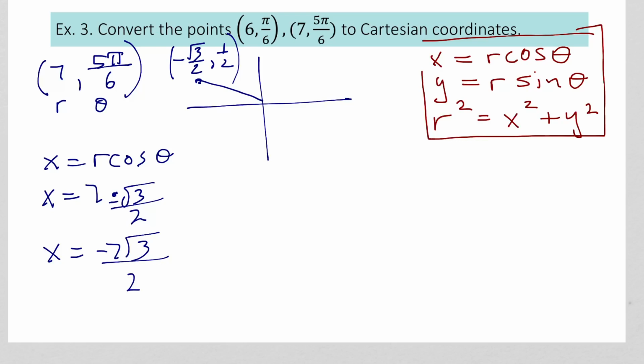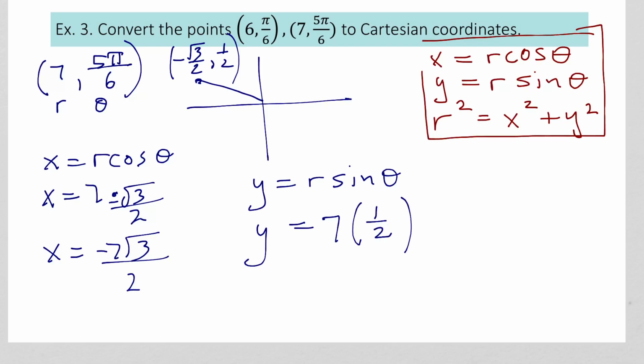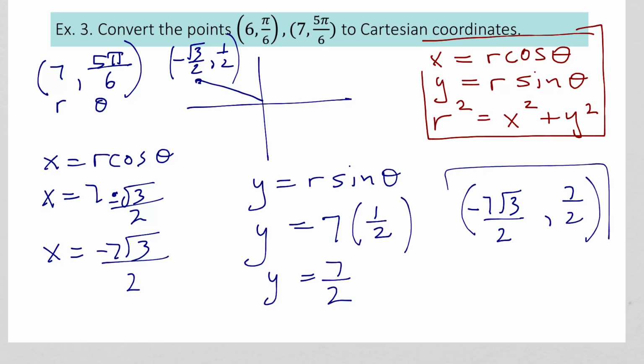Okay, and then y is equal to r sine of theta, which is equal to 7 times 1/2. So y is equal to 7 over 2. So my Cartesian coordinates are x, that, y, that. And we leave it in what we call exact form. All right, instead of converting those to decimal numbers. All right, so that's exact form.